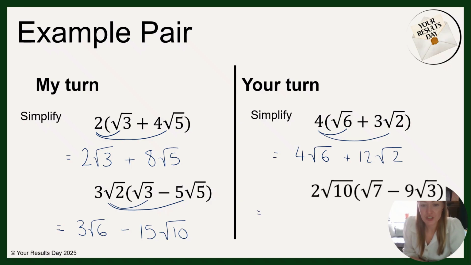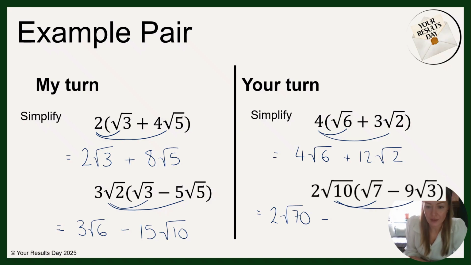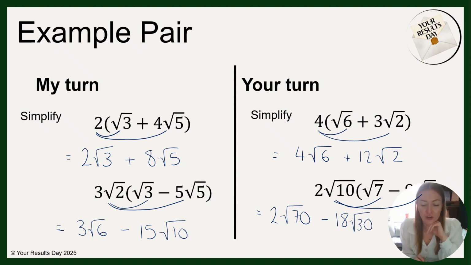In your second question, we've got 2 root 10 times root 7, which is 2 root 70. 2 root 10 times 9 root 3 is 18 root 30. And once again, we've got nothing that can be simplified there, so we're going to leave our answer like that.